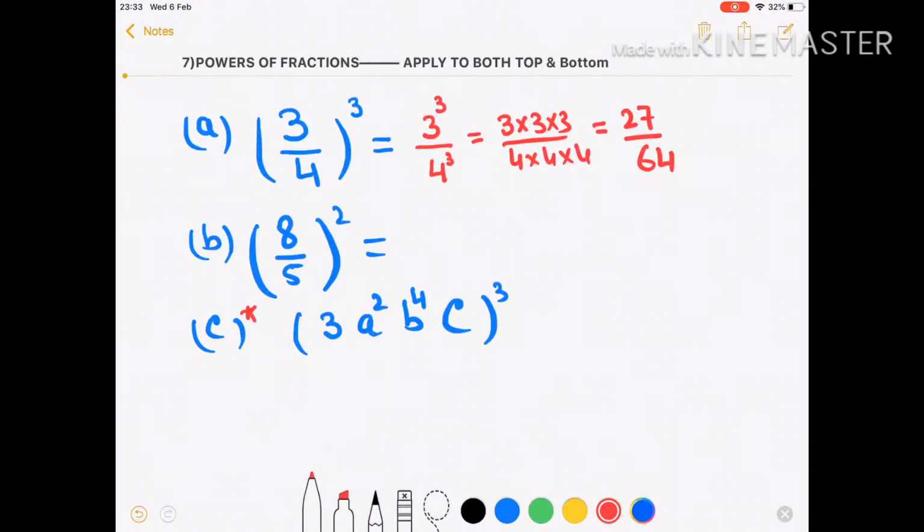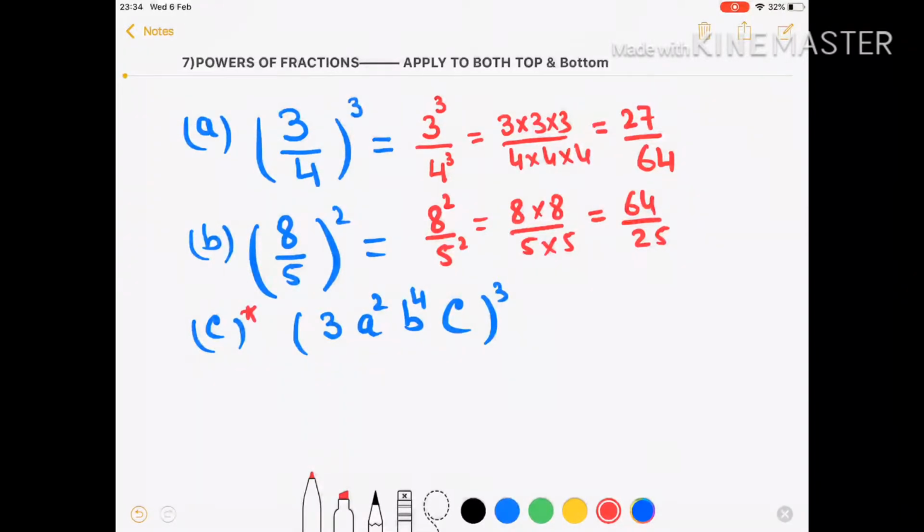So inside the bracket, if you see a fraction, that power belongs to everything. Like the power is 2 in the next question, it belongs to 8, and it belongs to 5 as well. Just separate them. So 8 to the power 2, 5 to the power 2. Just separate them first and then solve them. 8 times 8, 5 times 5, it will come 64 divided by 25.